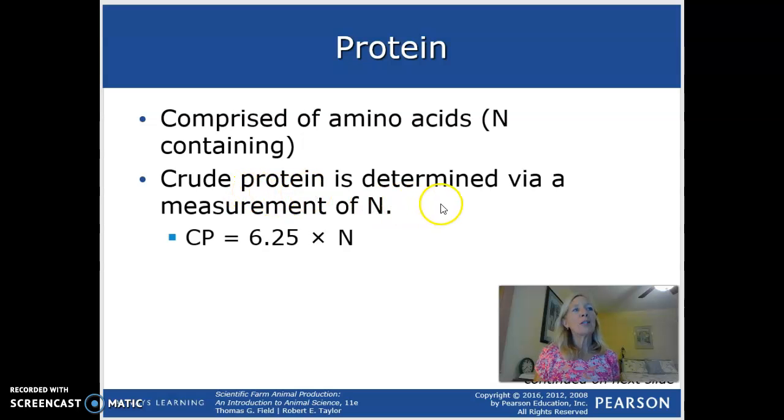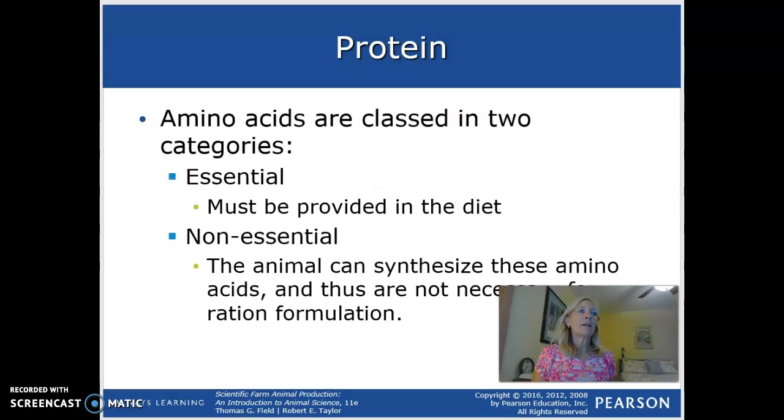So we have on a feed label, you're going to see the word crude protein. So crude protein is just the amount of protein in the feed as it relates to the amount of nitrogen. So to figure out crude protein, we take the amount of nitrogen, multiply it times 6.25. Don't worry, you're not going to have to do that.